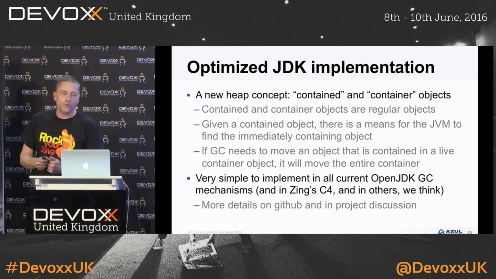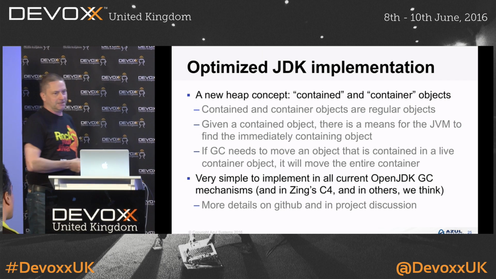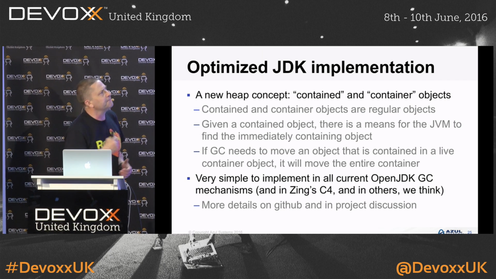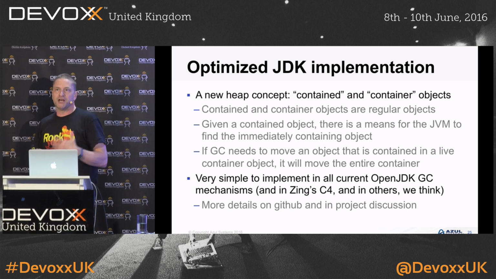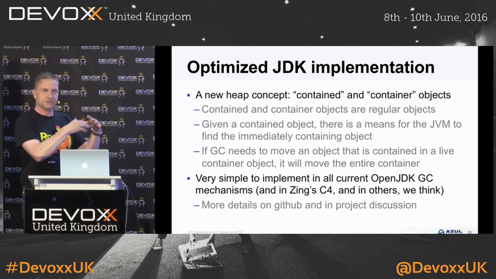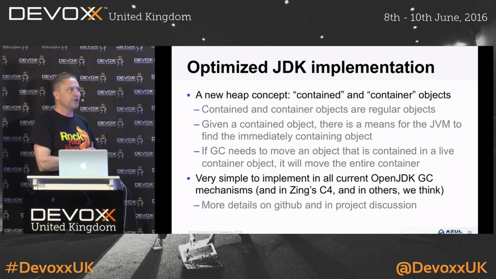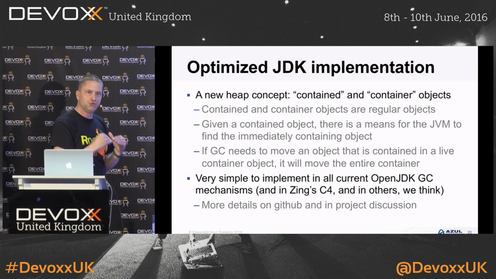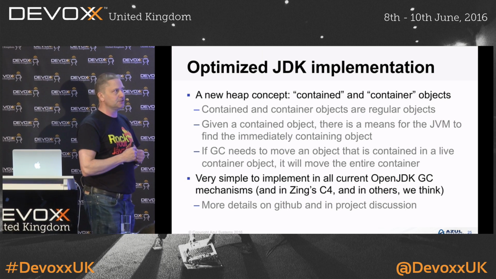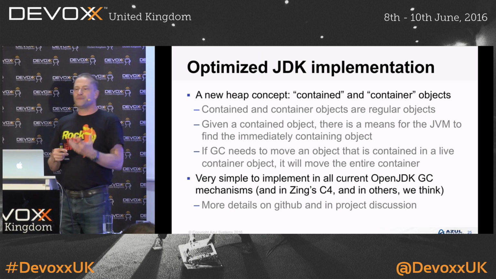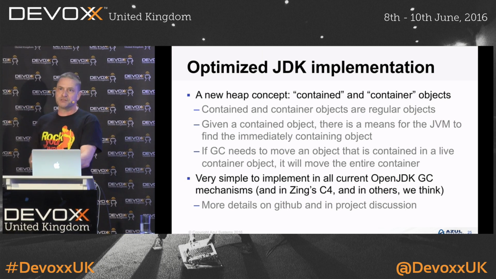So then we need to understand how we can optimize this. So what we introduce here is a new heap concept. This is separate from the code that you're looking at. It's how the JVM actually deals with these things internally. We introduce the idea of contained and container objects.